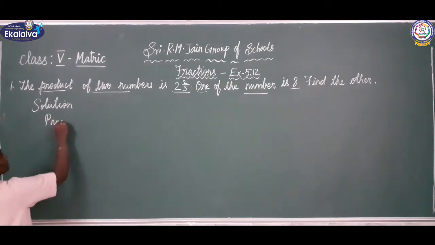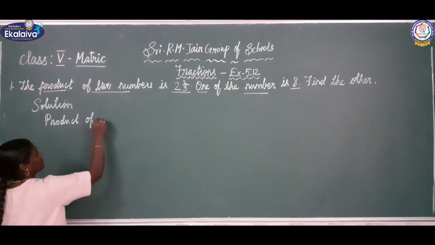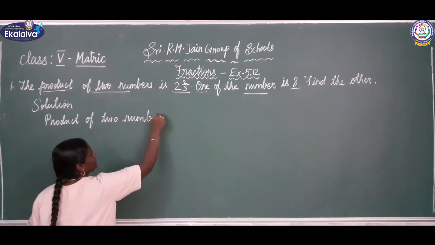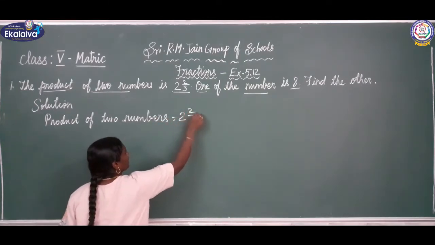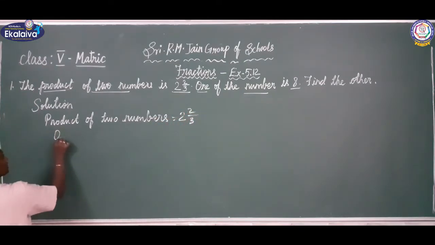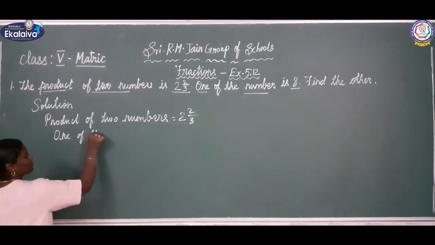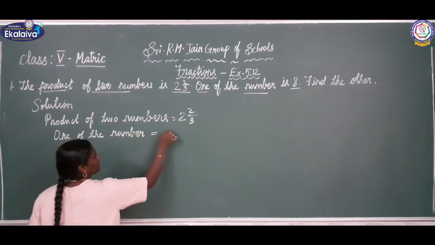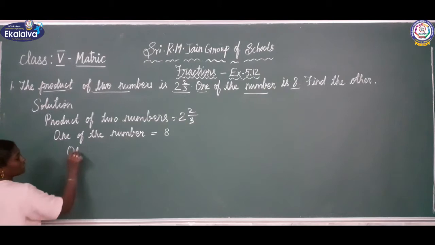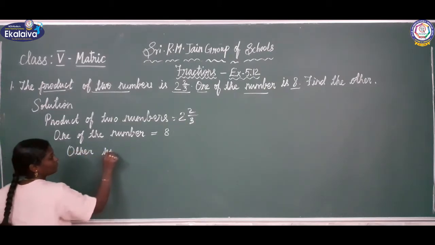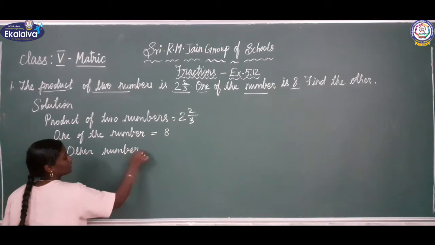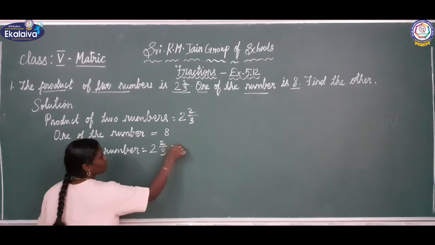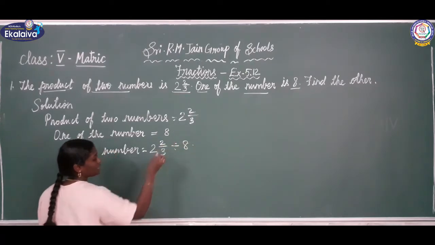Product of two numbers is equal to 2 2/3. One of the numbers is 8. Now we are going to find the other number. We have to divide the product of two numbers, that is 2 2/3, by the given number 8.